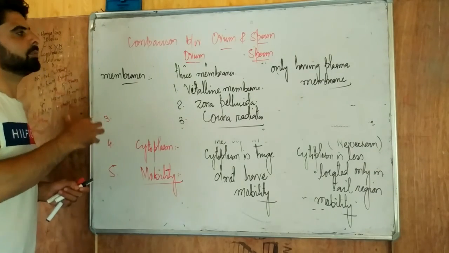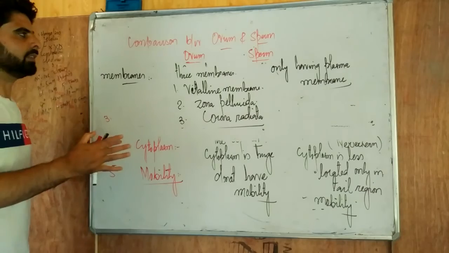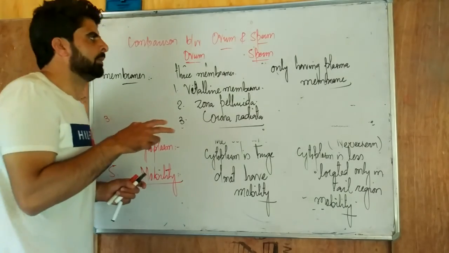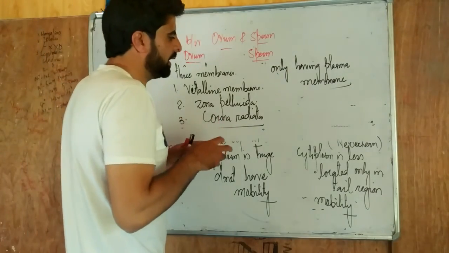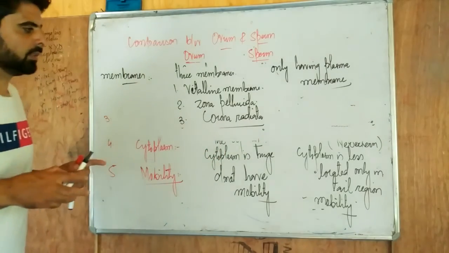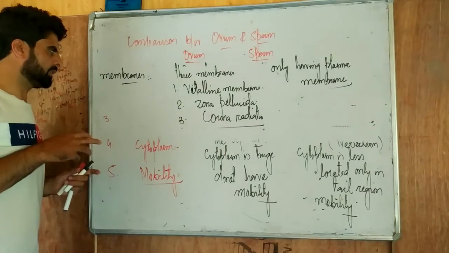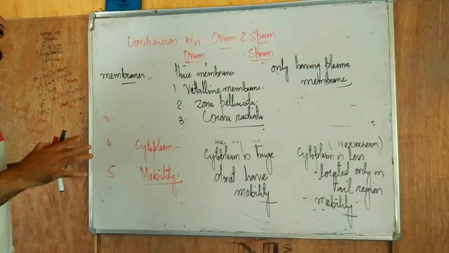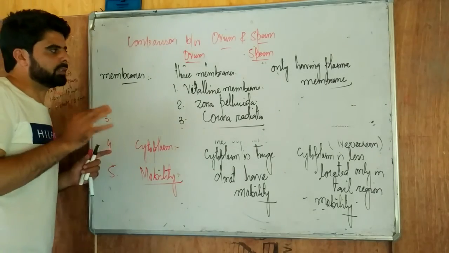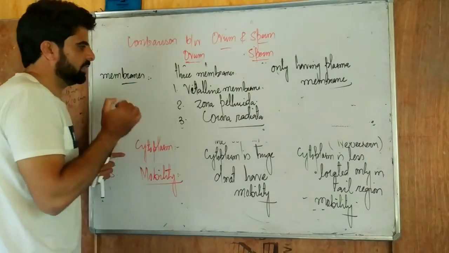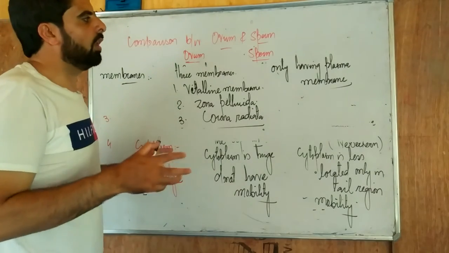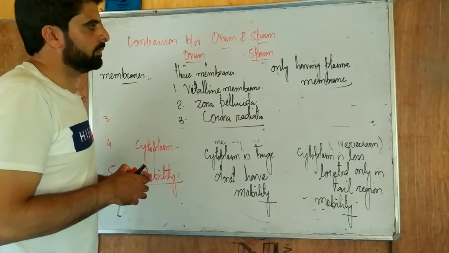Then we discussed the mitochondria. The mitochondria are scattered in case of the ovum. They are located inside the ooplasm. But in case of sperm, they are ribbon-like, or spiral. Then we discussed the membranes. The ovum has a three-layered membrane, or it's covered by three layers: the vitelline membrane, then zona pellucida, then corona radiata. But in case of sperm, it only has the plasma membrane.